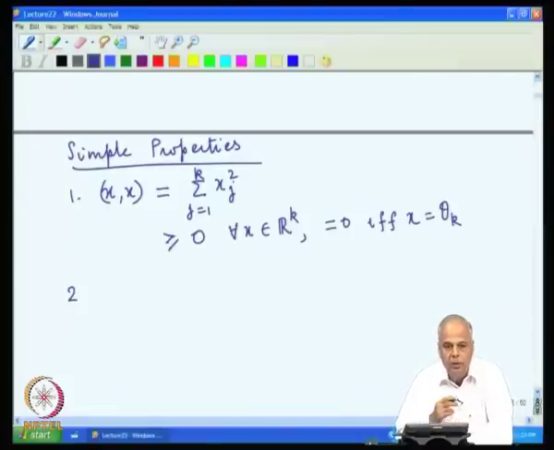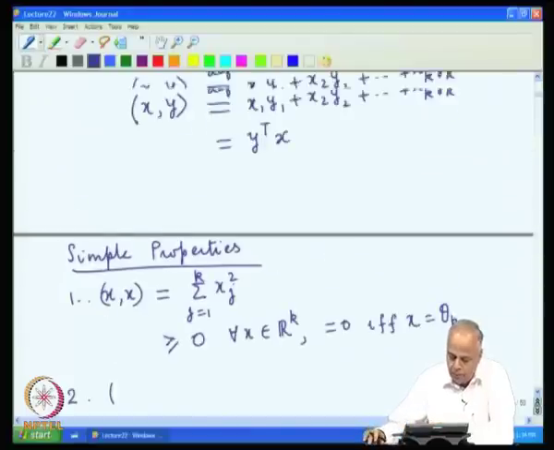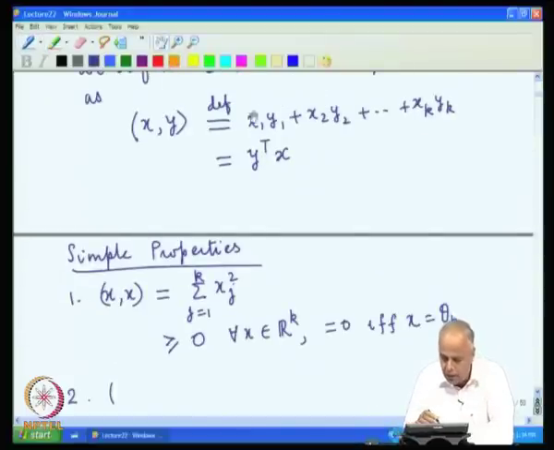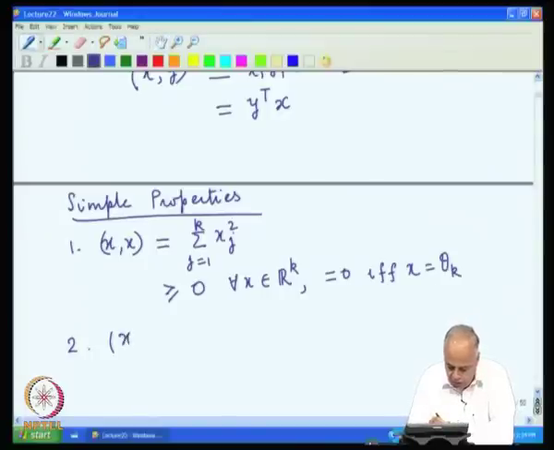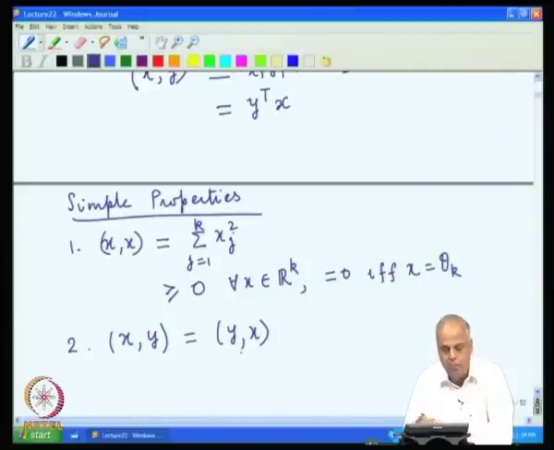The moment we introduce some new action, we are interested in what are its implications on the two basic operations of the vector space, namely addition and scalar multiplication. Before that, we observe that the definition here is symmetric in x and y. If we interchange the positions of x and y, the result is going to be the same. We will get y1x1, y2x2, ynxn, but the result is going to be the same. Therefore, we observe this symmetric property: (x, y) is the same as (y, x) for every x, y in R^k.